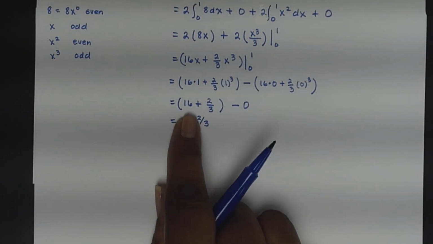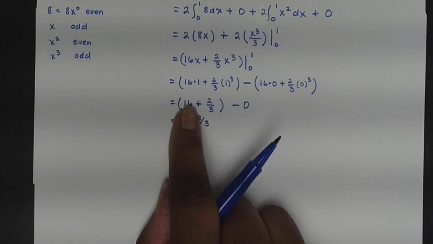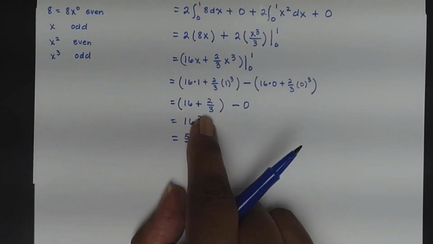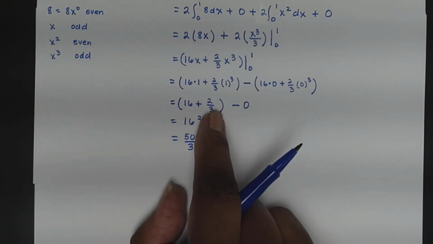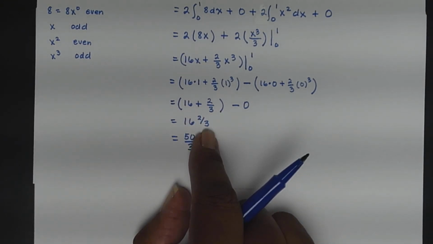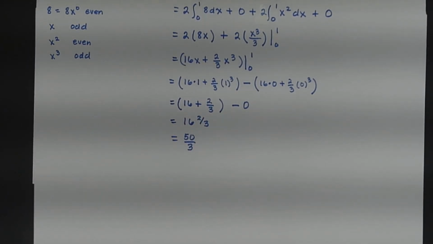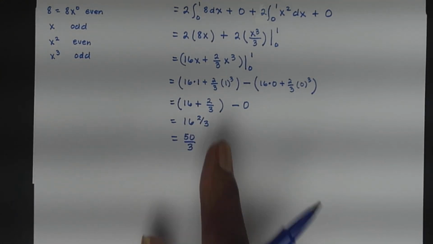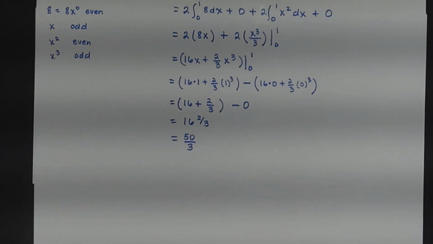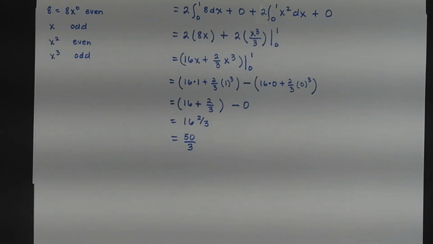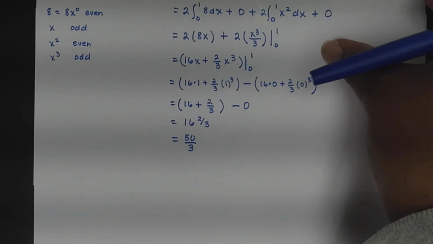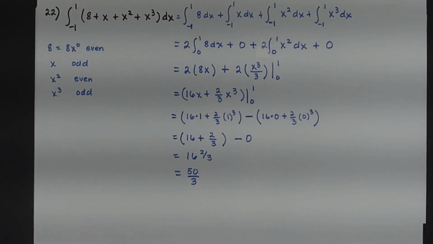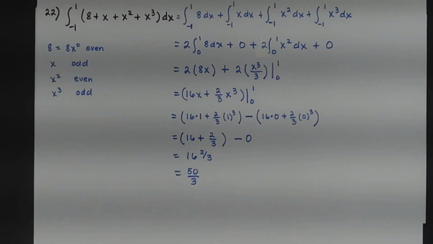Okay, so I went ahead and did this manually. 16 times 1 is 16. 1 cubed is 1 times 2/3 is 2/3. 16 plus 2/3 will be 16 2/3. If you write it as an improper fraction, it'll be 50 over 3. 3 times 16 is 48. 48 plus 2 is 50. So my final answer for the integral from -1 to 1 of 8 plus x squared plus x cubed dx would be 50 over 3.